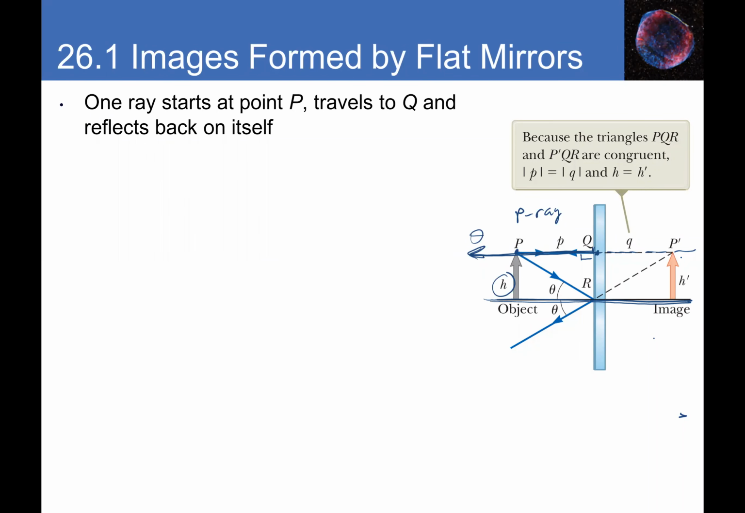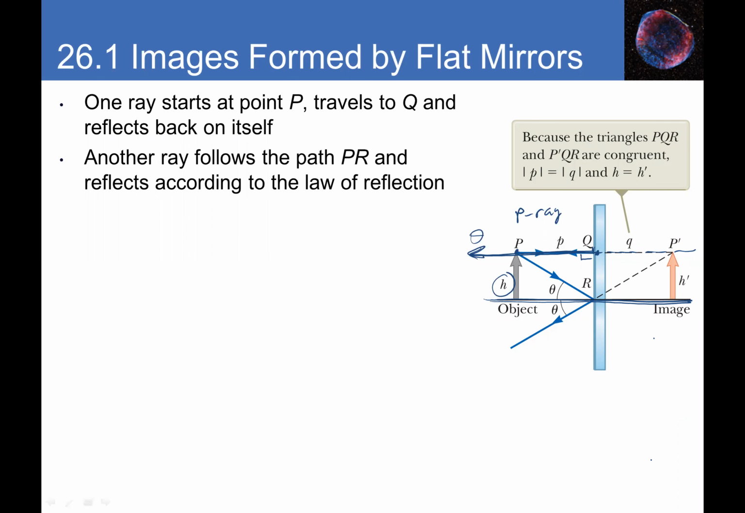But let's say we didn't have the other ray yet. That's not going to give us much. So what we do here is use another ray. Let's call this point R. Generally this is known as a vertex, at the center. So the second ray is going to go from P to R, and as it hits R, it's going to reflect back. As it reflects back, it still obeys the law of reflection.